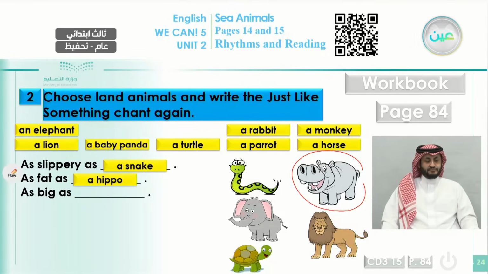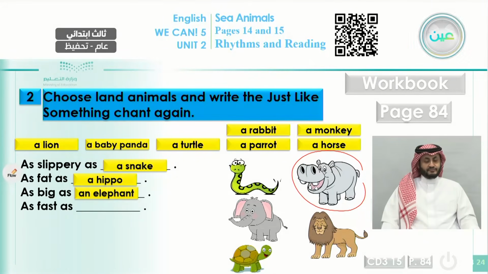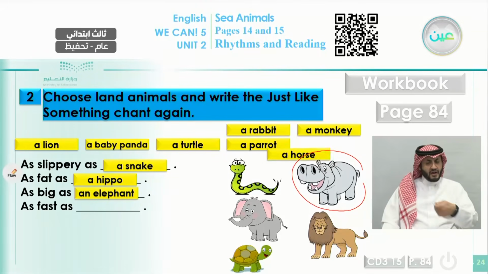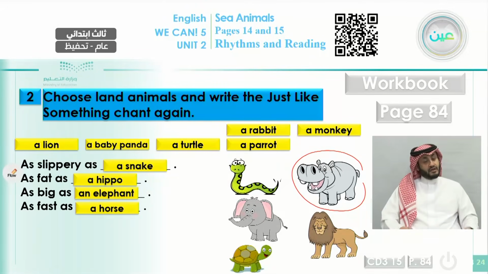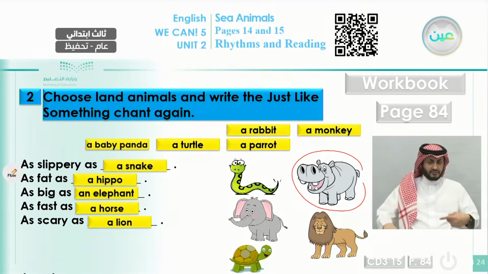Okay, next one. As big as, which animal is big? You can tell it is the elephant. So that's right. Elephant is a very big animal. As fast as, which animal is fast? Okay, horse. We know that horse is fast. We don't have a picture of horse here on this screen. As scary as, which one is scary? Lion. Very dangerous animal, so it is scary.